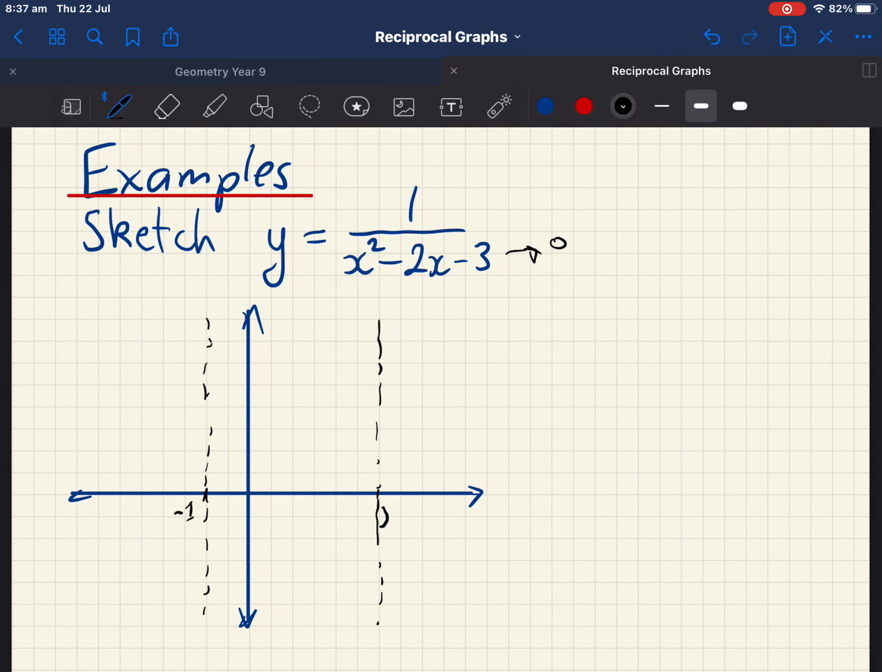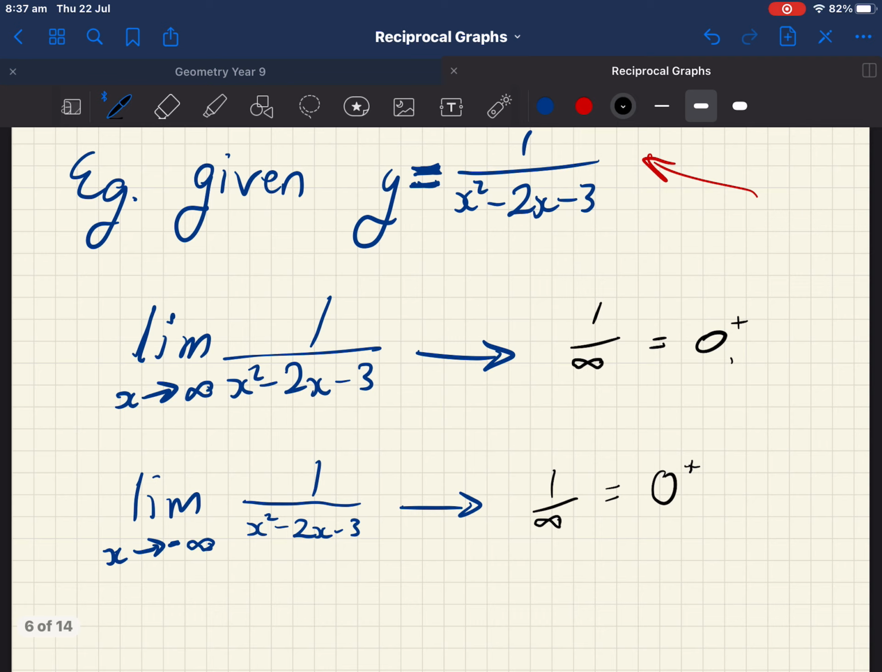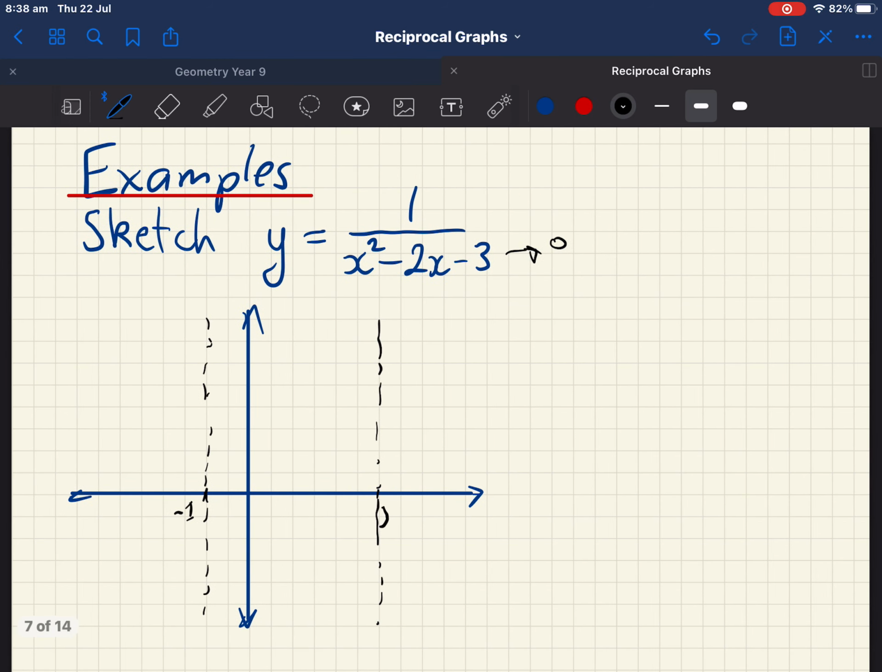The next point to look at will be our horizontal asymptotes. What is happening to this function? As x gets large, we end up approaching 0 from the positive end. I am looking at the far right-hand region. We've got 3 regions here, and we're looking at this right-hand region to begin with.